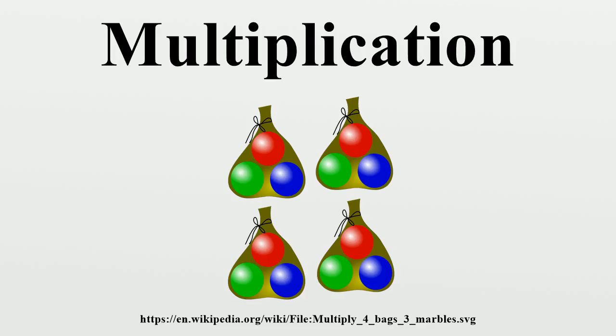The inverse operation of multiplication is division. For example, since 4 multiplied by 3 equals 12, then 12 divided by 3 equals 4. Multiplication by 3, followed by division by 3, yields the original number.